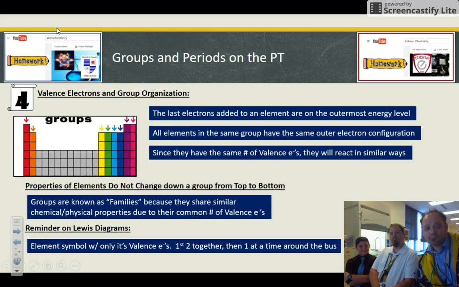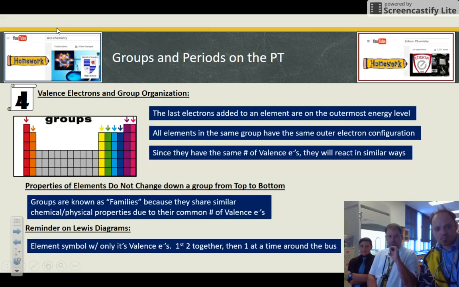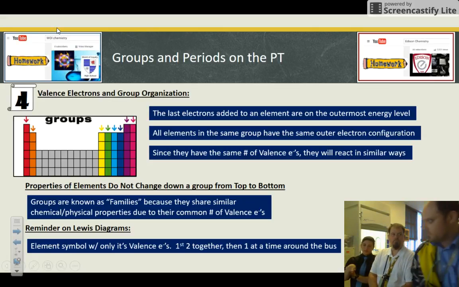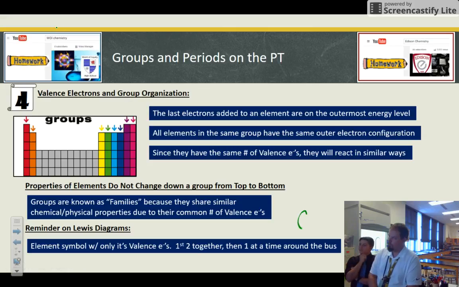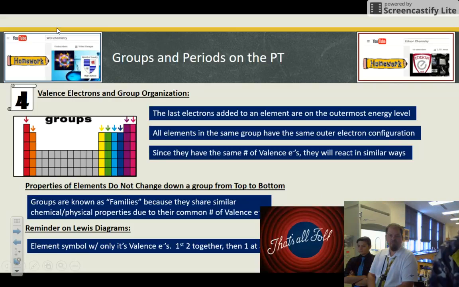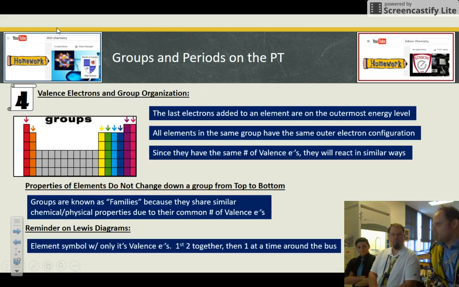Reminder about Lewis dot diagrams. In the middle, you're going to have your element symbol, and around it, you're just going to have your valence electrons. Those are the outer ones. So the first two go next to each other, and then after that, you're going to go around. Kind of like this. Exactly like that. Little refresher from last year. We're just talking about valence electrons.